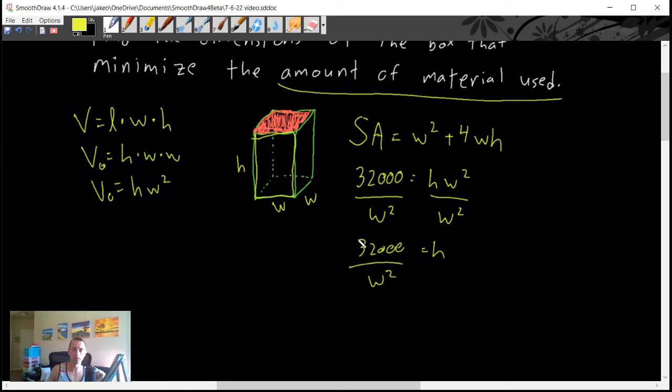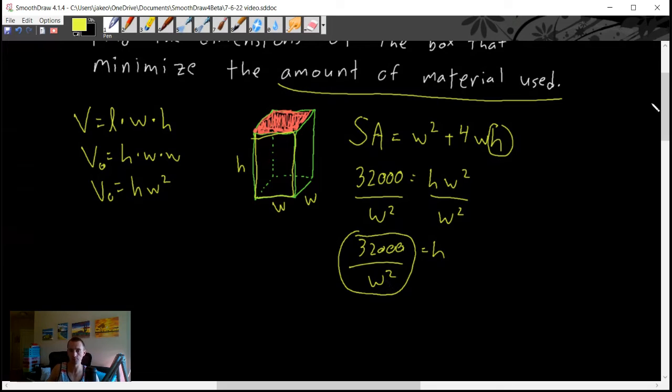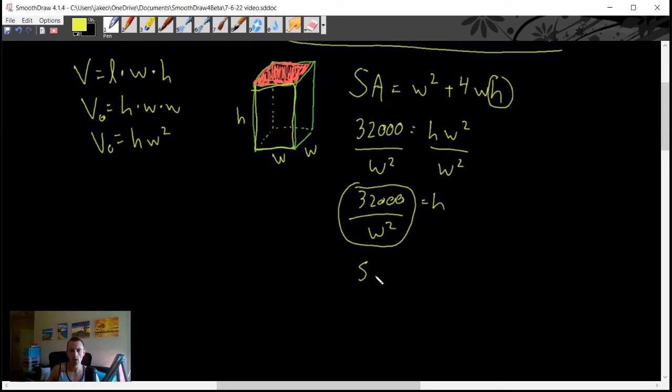Okay, so now since we know this quantity here is equal to h, we can go back up to the equation that we are trying to optimize, the surface area, and replace our h with this quantity here, 32,000 over w squared. If we do that, we find out that our surface area is going to be w squared, which we already had here, plus 4 times w times 32,000 over w squared.